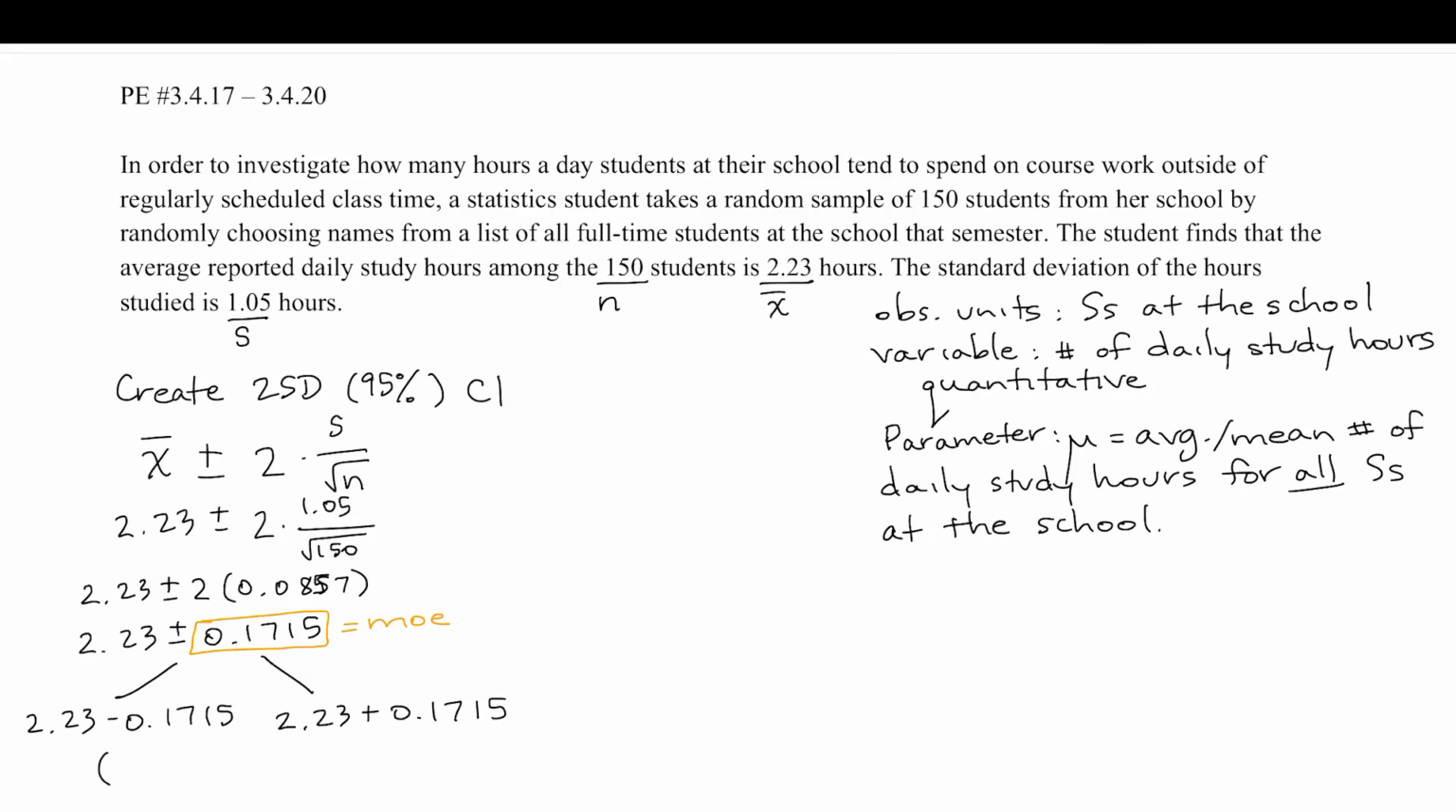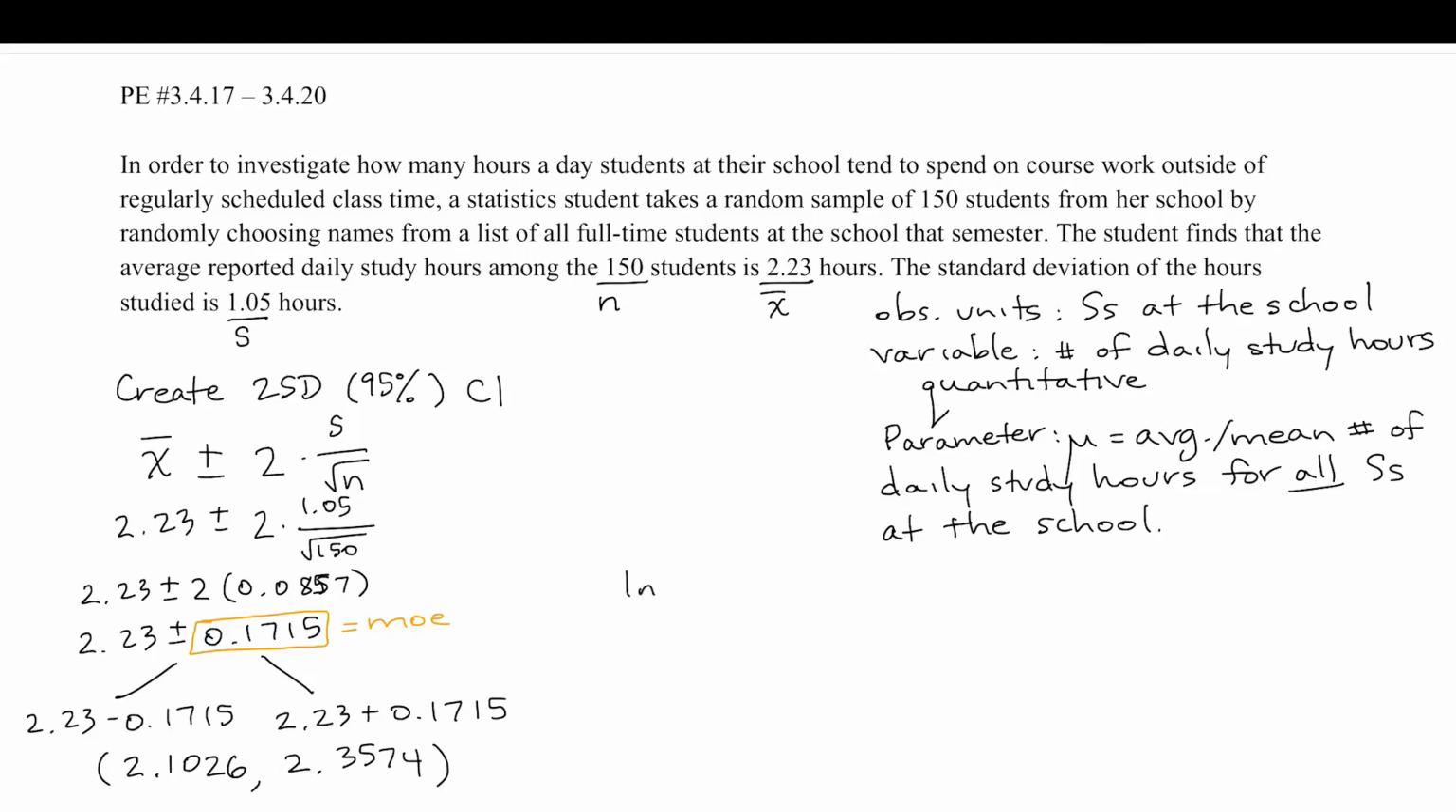And when you do the subtraction, you should get 2.1026. When you do the addition, you should get 2.3574. So again, if you're not getting these numbers, let me know so we can figure out what's going on, and you can make sure you know how to do it for a quiz or a test. So we found our interval.